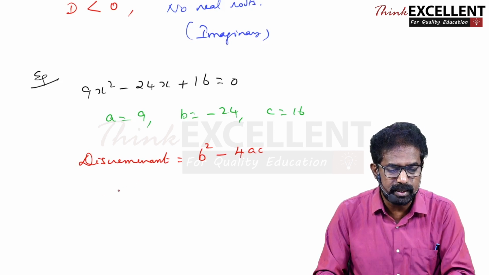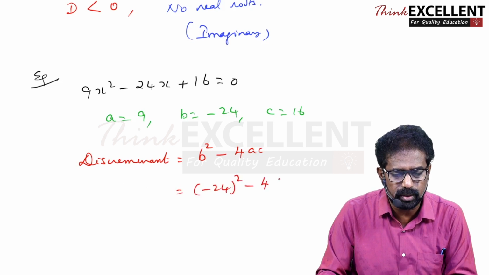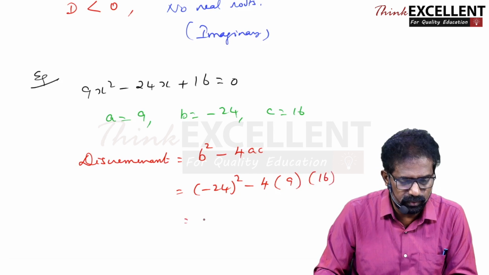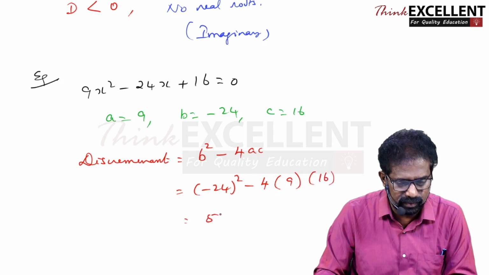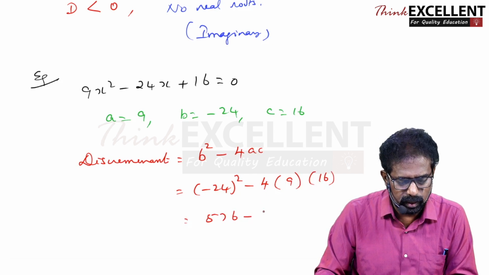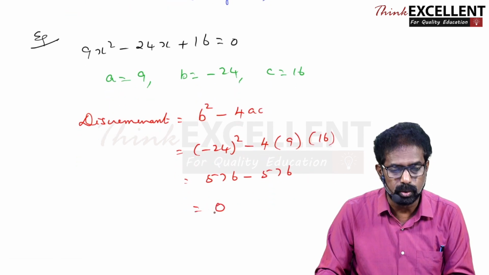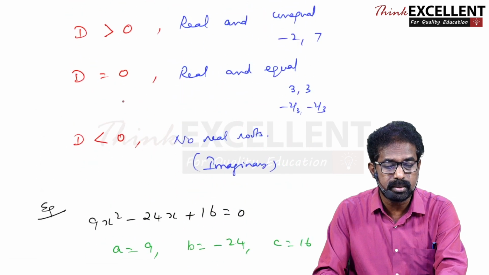So b square: the b value is minus 24, the whole square, minus 4ac. If you simplify, minus 24 square becomes plus 576, minus... Then here also you are getting 576, right? So you are getting 0. Discriminant, you are getting 0.